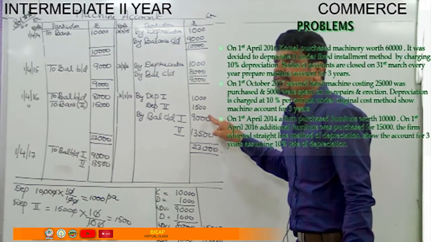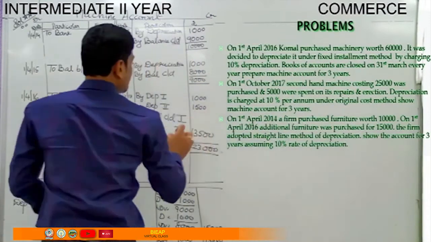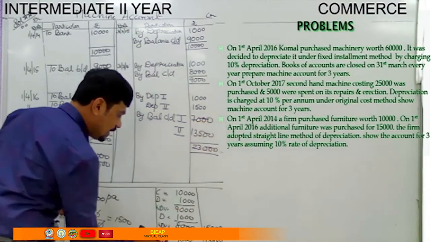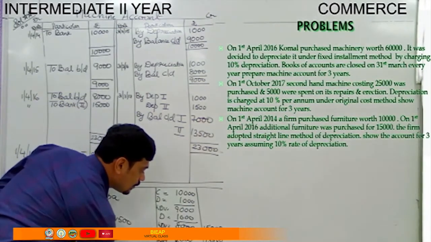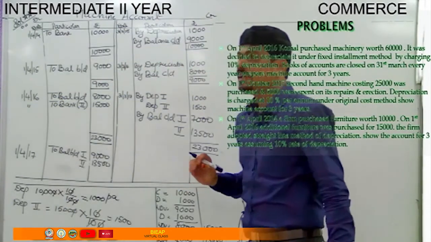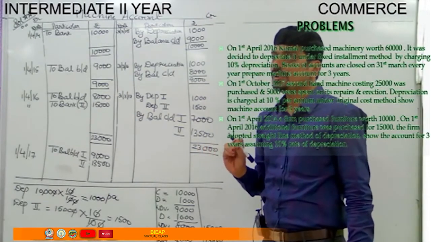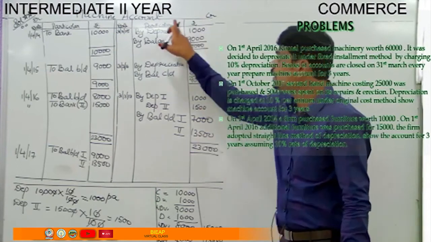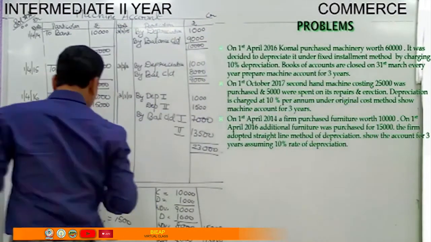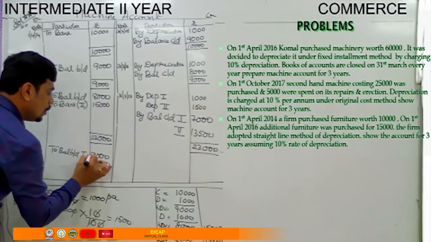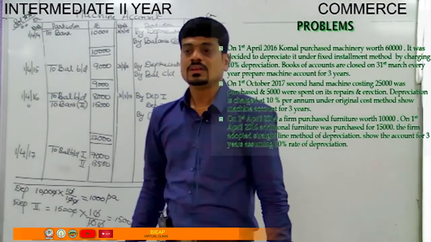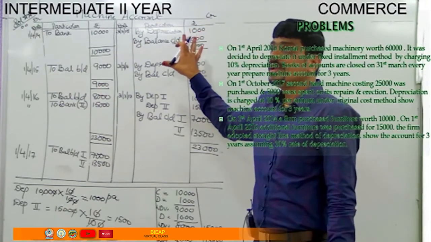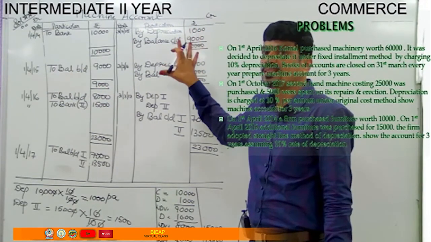One is 9,000. Sorry, it's not 9,000. Extremely sorry, it is 7,000. 8,000 minus 1,000 is 7,000. Mistakes are a part of life. Agree? Mistakes are a part of life. So 13,500. Like this, we have to bring down the balance. Here also 7,000. So this is about the straight line method.